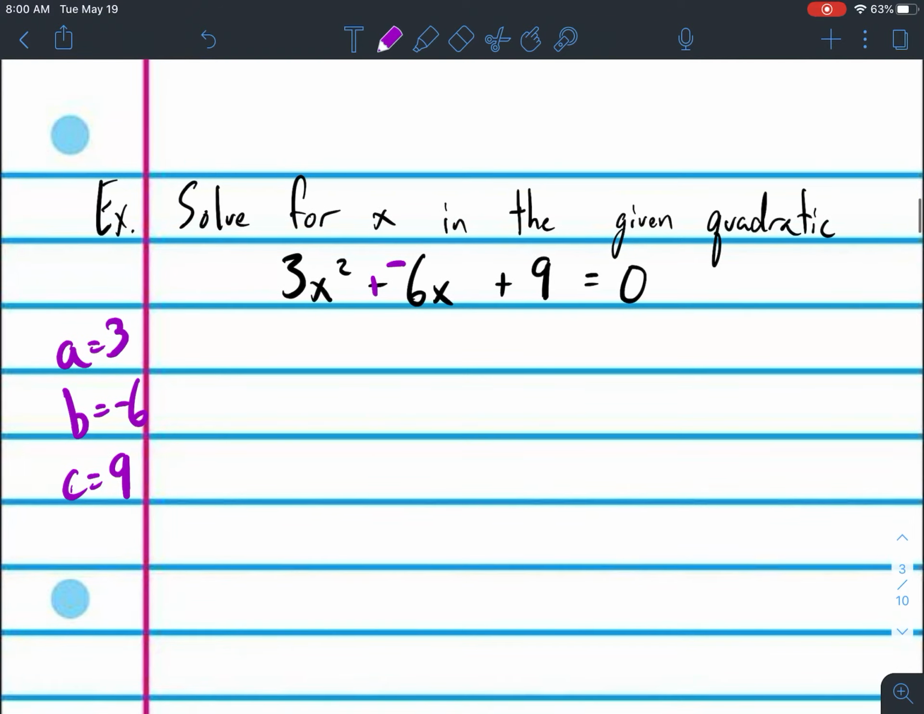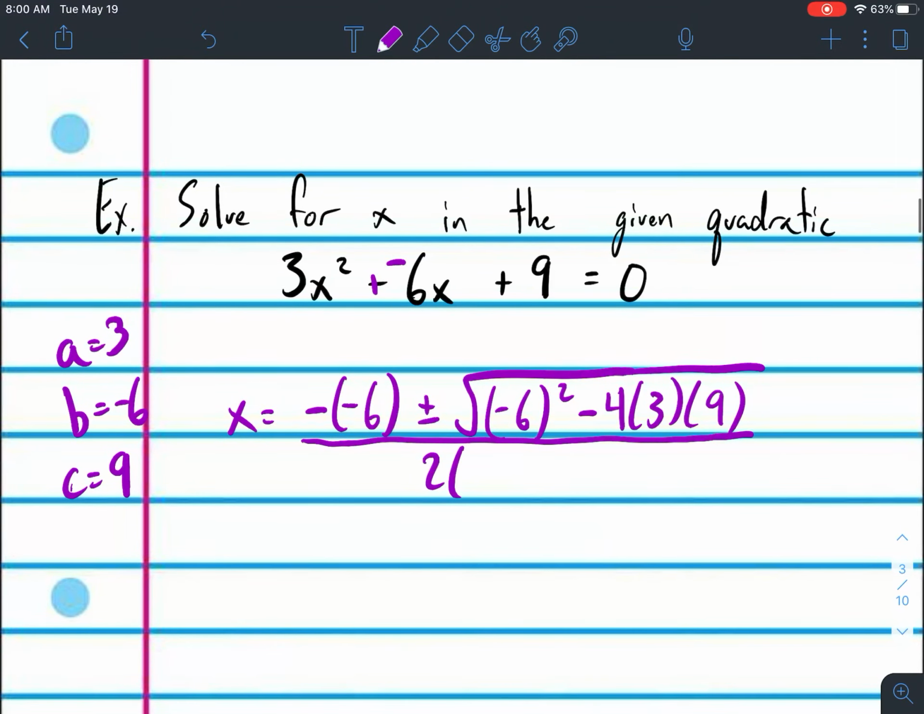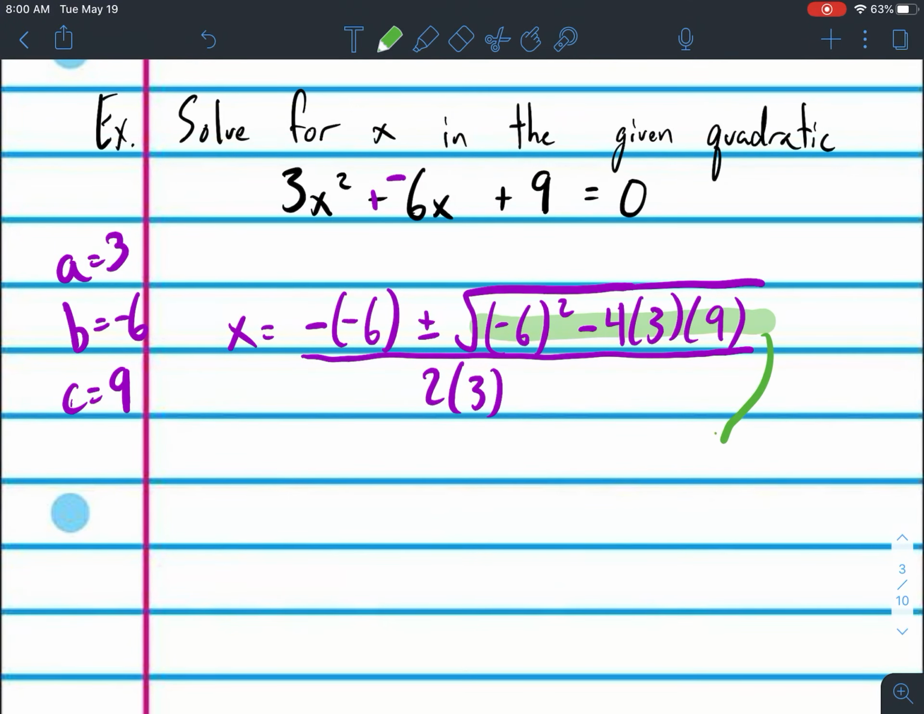All right, so let's see. x is equal to -6, because negative B, and B is -6, -6 plus or minus the square root of -6 squared minus 4 times 3 times 9, all over 2a, 2 times 3. Okay, so just like the last problem, first let's look at the discriminant. Let's see how many solutions, if there are going to be any. All right, so we'll take my discriminant, we'll work on it right here.